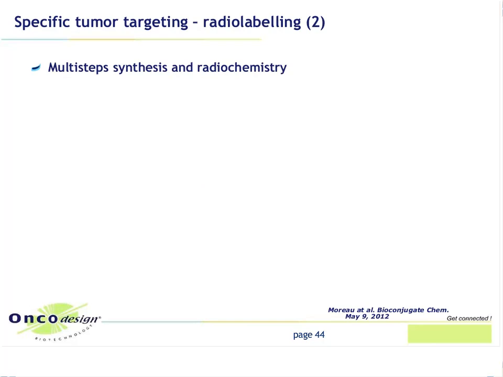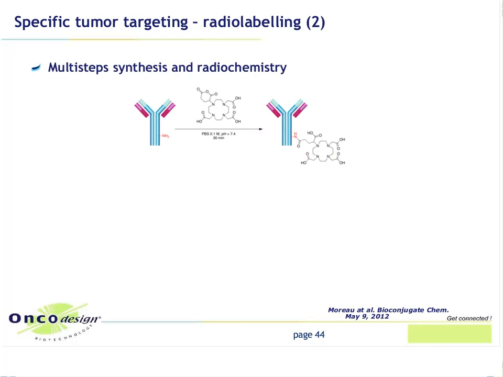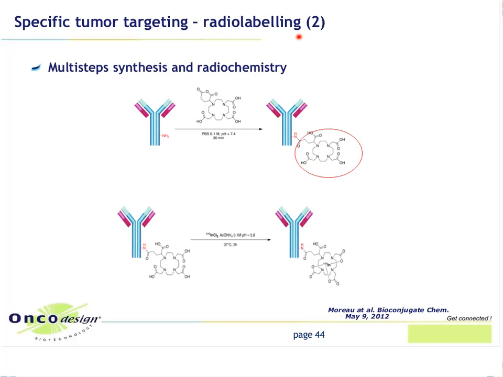So for sure, first we have to consider multi-step synthesis and radiochemistry of the drug. Here is the antibody already coupled with a chelator named DOTA, in order to reach here antibody coupled with DOTA. And in a second step, indium-111 was added in the chelator to have the full radiolabeled antibody to be used then for imaging and biodistribution purposes.